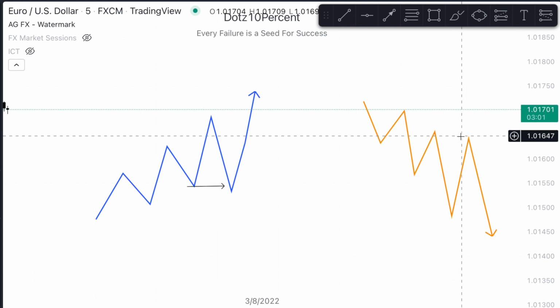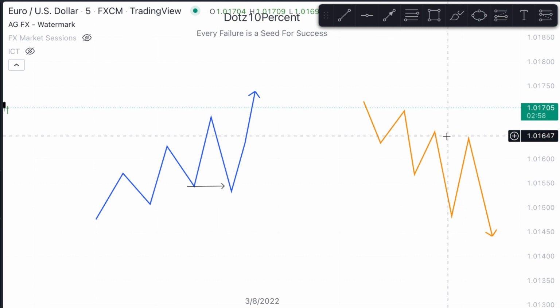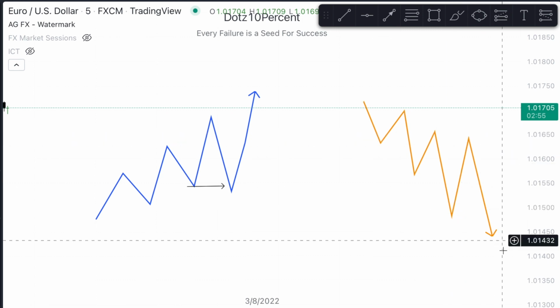But we didn't break the high. We just came very close. There might have been, I don't know, a 1 minute order block up here. We tapped it and we moved back down.